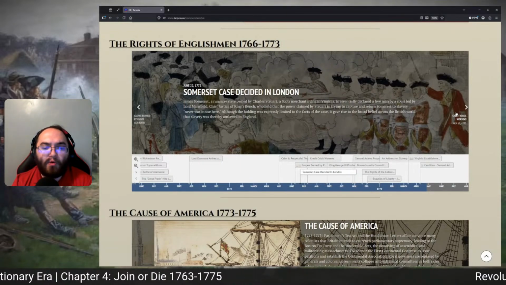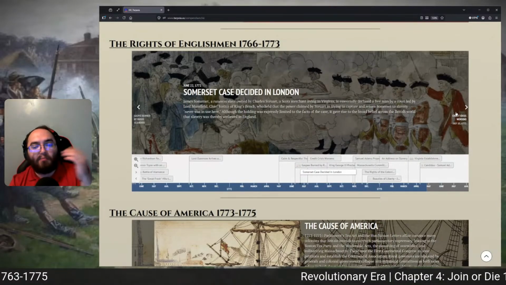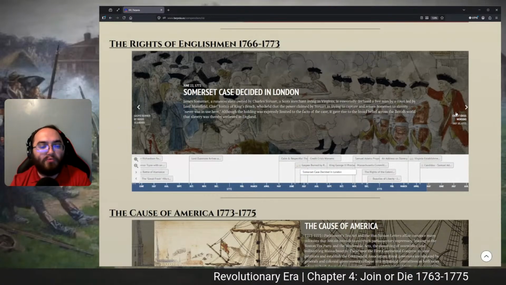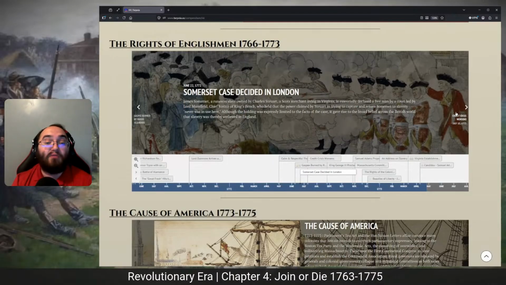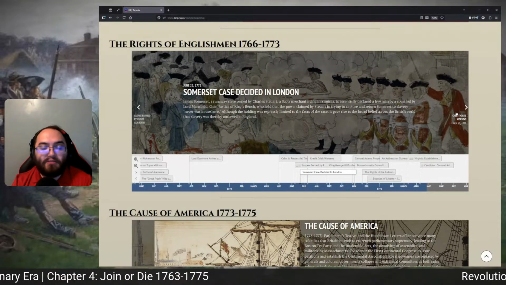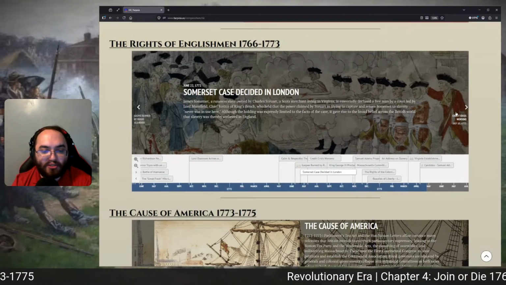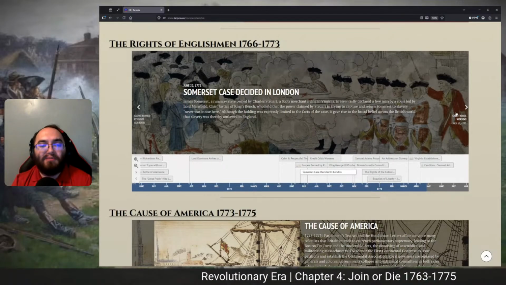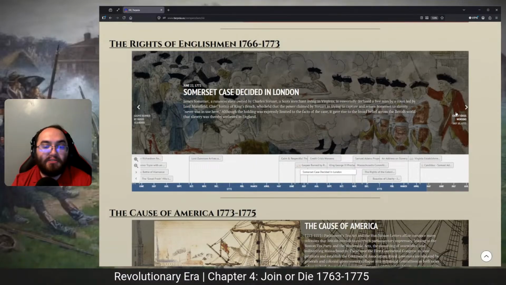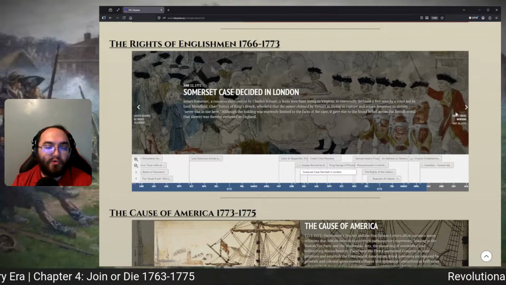Although the holding was expressly limited to the facts of the case, it gave rise to the broad belief across the British world that slavery was thereby outlawed in England. Now, this isn't really the case, because the holding was just limited to the case itself, but the idea of slaves and slavery not being allowed in England becomes very popular during this time.